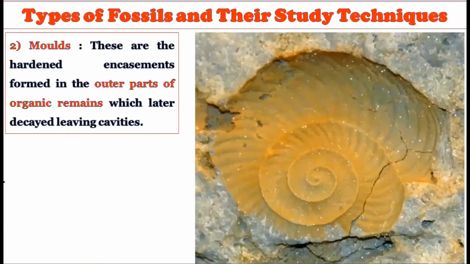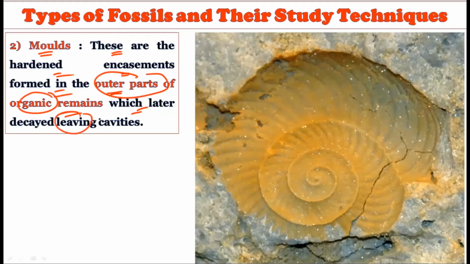Okay, now consider the second one, which is called molds. Molds are the hardened encasements formed in the outer parts of the organic remains. Which part? The outer parts of the organic remains, which later decayed, leaving only the cavities. So this type of fossil record is called a mold, in which the outer part is preserved, but over a period of time it just gives us the cavities of the structure like this.